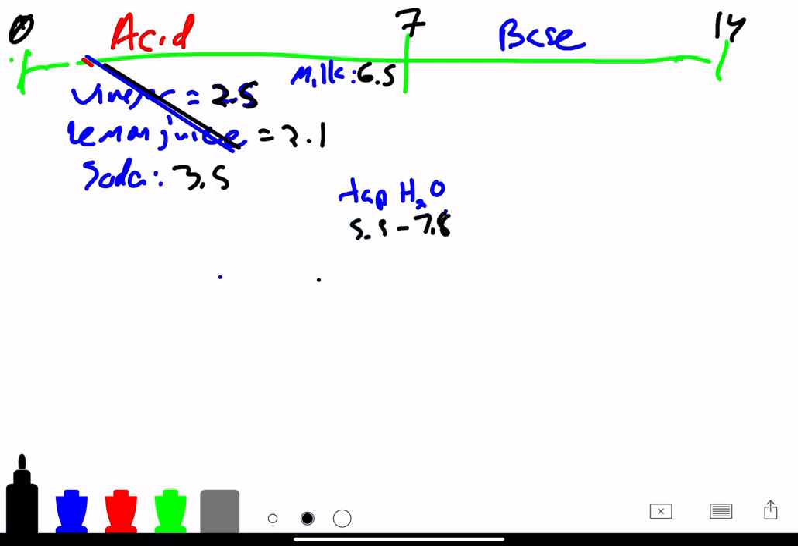Around here, it tends to be more on the basic side because we've got a lot of minerals dissolved in there. So when you have salts and stuff dissolved, things tend to become more basic. Human blood is supposed to be a pH of about 7.2. That's healthy. If you have acidic blood, it can't transport oxygen as well, which is why ketoacidosis is such a dangerous condition in the human body. We'll probably talk about that when we get to the biochemistry topics.